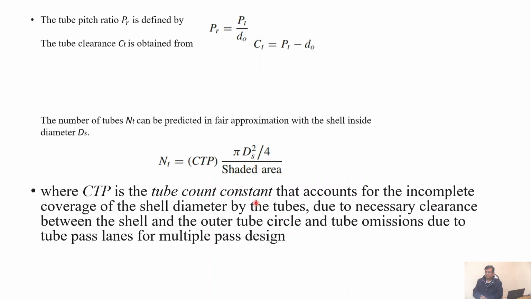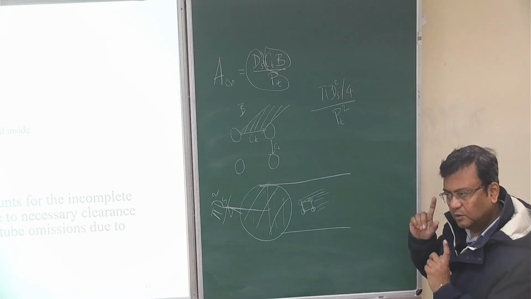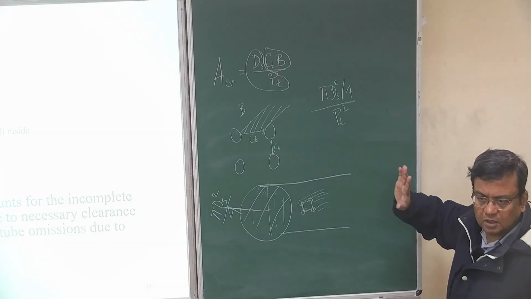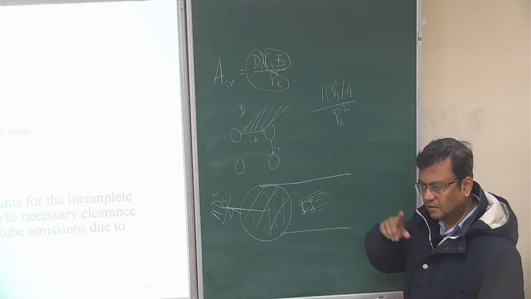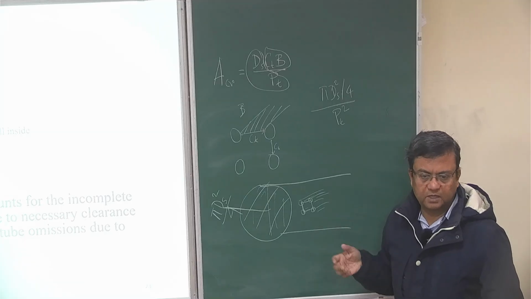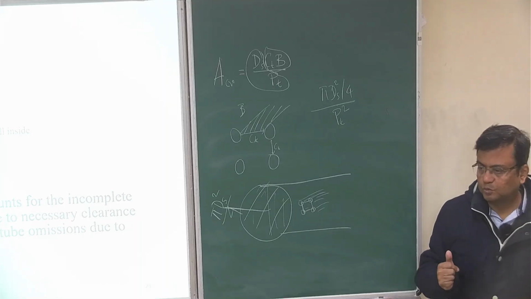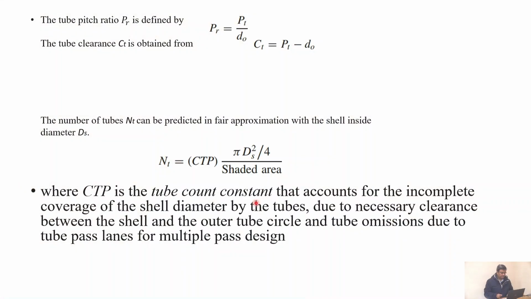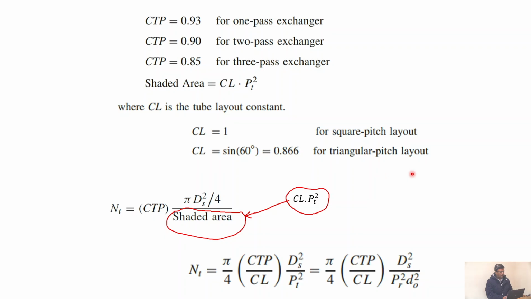Yeah, it's basically 1/4 from each corner. So you should not think that if you do this, then you get 1/4 the total number of tubes. That's not correct. Hopefully you can play that argument in your mind and it should be all right. So this gives you a number, but it's imperfect because of some disruptions in tube arrangements here and there, constructional issues. So that's why you multiply it by that CTP. So CL is equal to 1 for square pitch layout.